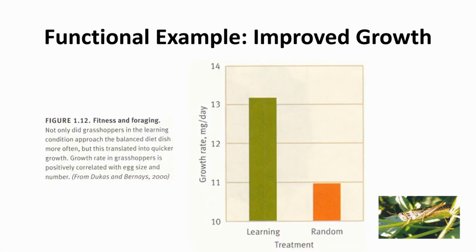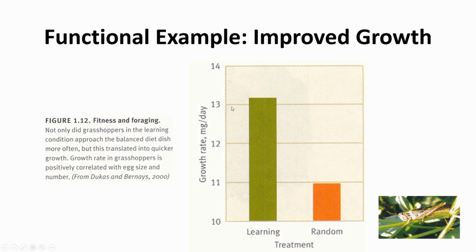And if we want to look at the actual fitness of these organisms, we can look at our two treatments, our learning group and our random or control group, and the growth rate. So the idea here is that a higher growth rate means that they're probably eating better food and they're healthier, therefore more fit.